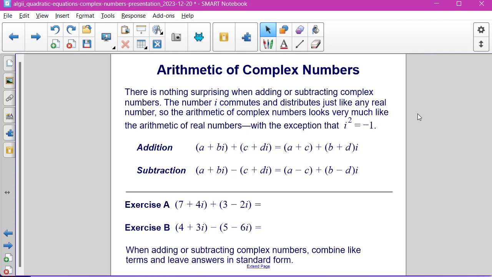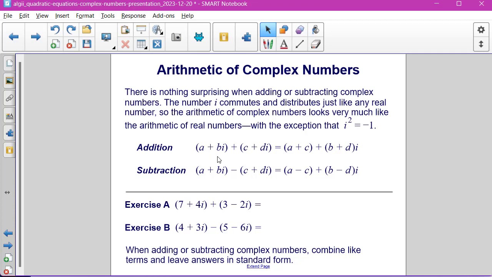There is nothing surprising when adding or subtracting complex numbers. The number i commutes and distributes just like any real number, so the arithmetic of complex numbers looks very much like the arithmetic of real numbers. You could also consider it to be very similar to operations with polynomials. The only exception that we have to this rule or these similarities is that i squared is equal to -1.